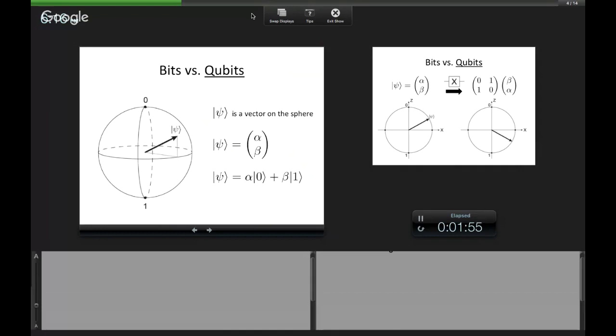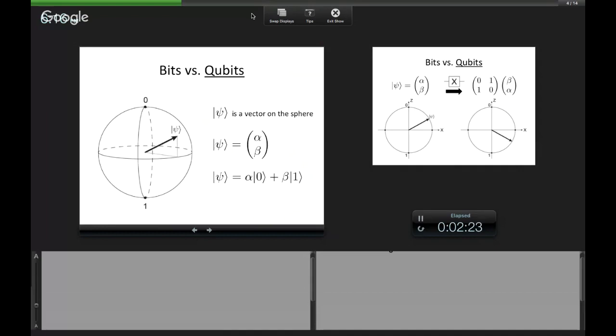Instead of just a 0 or a 1, which we could think of as the north and south pole on a globe, on a sphere, a quantum bit is allowed to be anywhere on that sphere. So it could be 0, it could be 1, or it can be anything in between. We call it a superposition. It's really given by a vector on this sphere. So it could be on the equator and all around the equator.